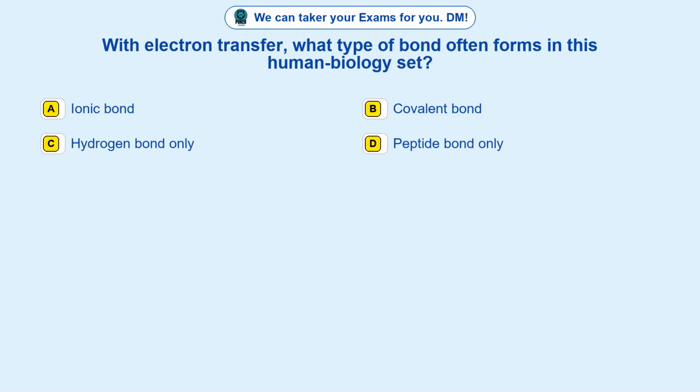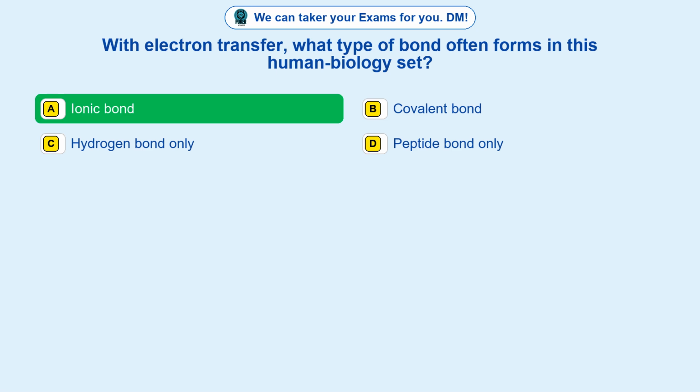Question 33. With electron transfer, what type of bond often forms in this human biology set? Option A, ionic bond. Option B, covalent bond. Option C, hydrogen bond only. Option D, peptide bond only. The correct answer is option A.